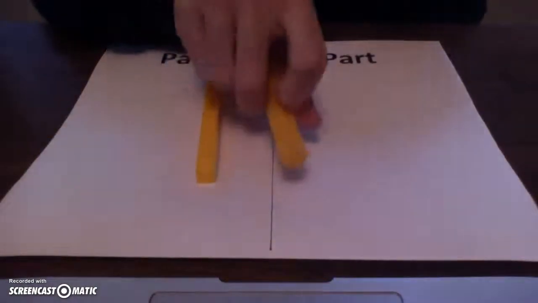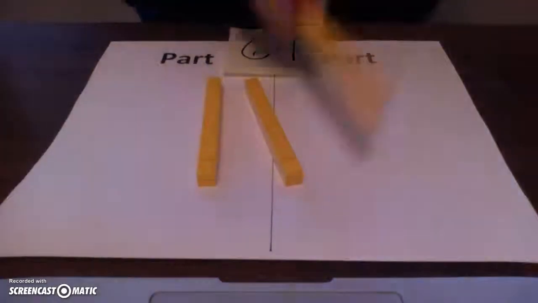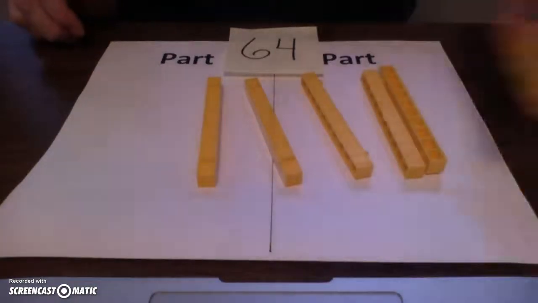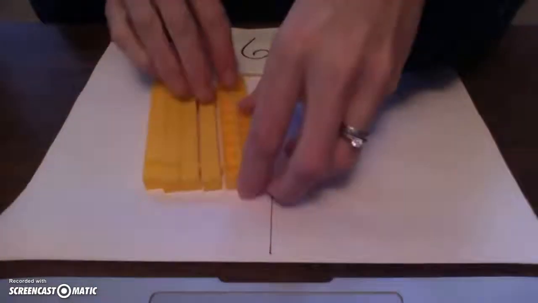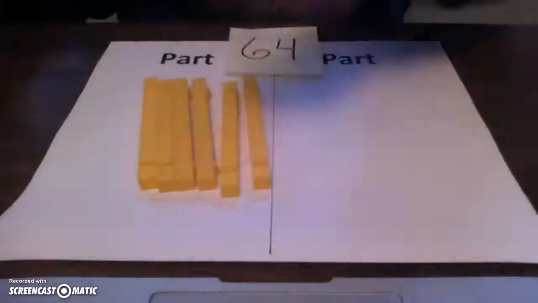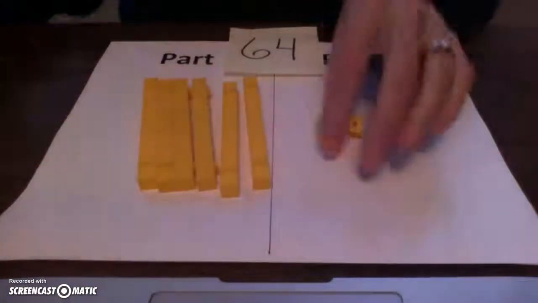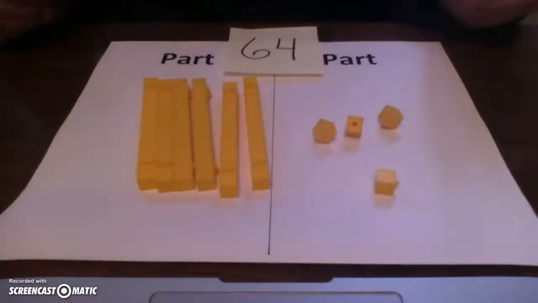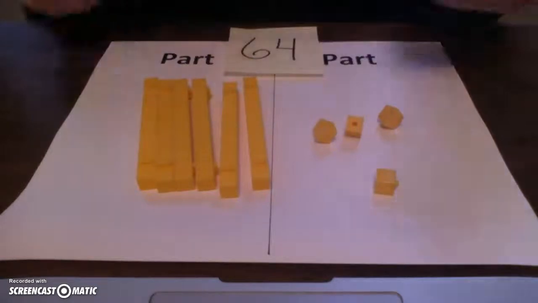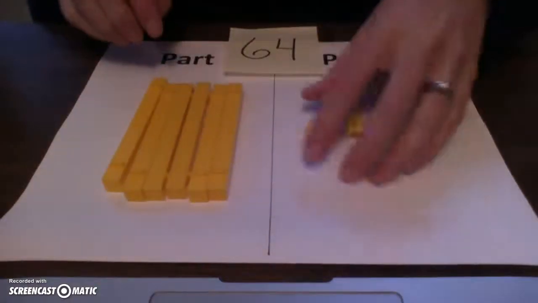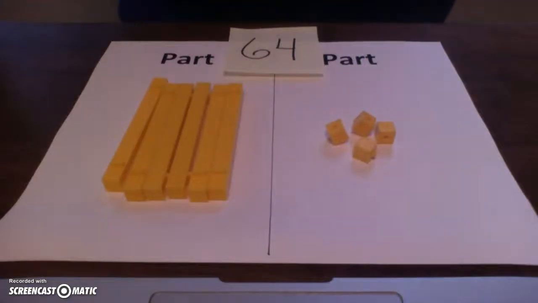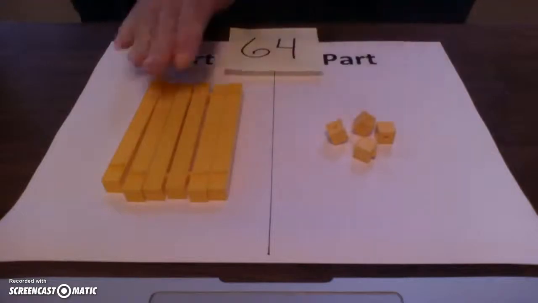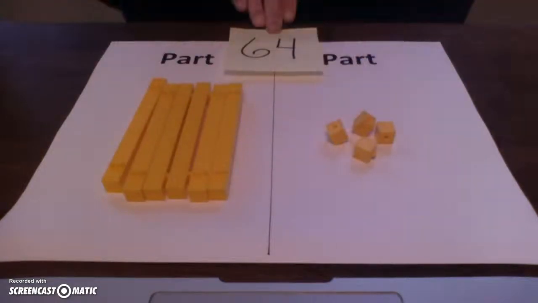10, 20, 30, 40, 50, 60. That's 6 in the tens place. 61, 62, 63, 64. That's 4 in the ones place. 64. Okay, right now I don't even have to move anything, and I already have this number partitioned. I have 60 on this side and 4 on this side. So 60 and 4 makes 64.